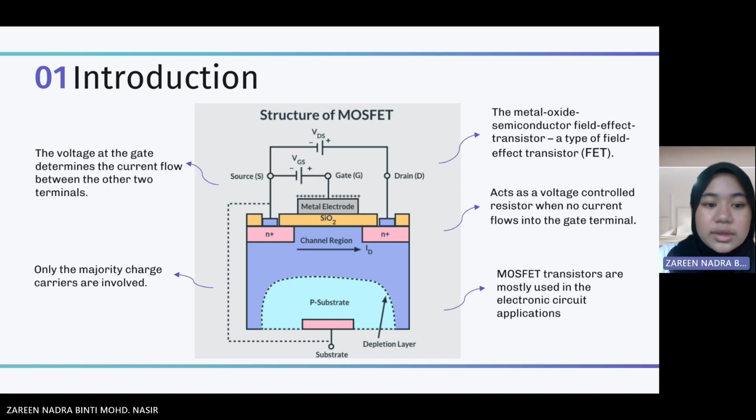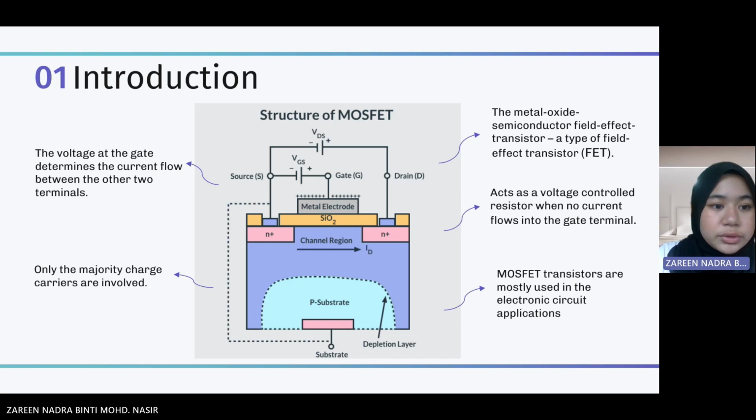So what does MOSFET stand for? MOSFET stands for metal oxide semiconductor field effect transistor, and it falls under the second type, which is the field effect transistor, FET. A MOSFET has three terminals, which are source, gate, and drain. A MOSFET acts as a voltage controlled resistor when there is no current flowing into the gate terminal.